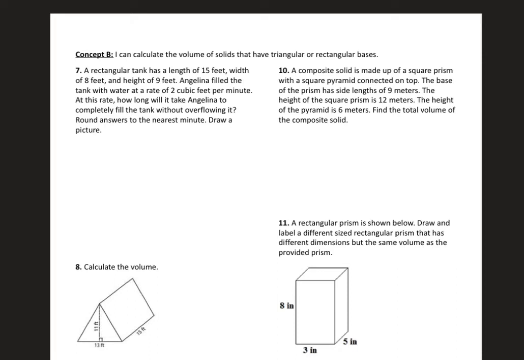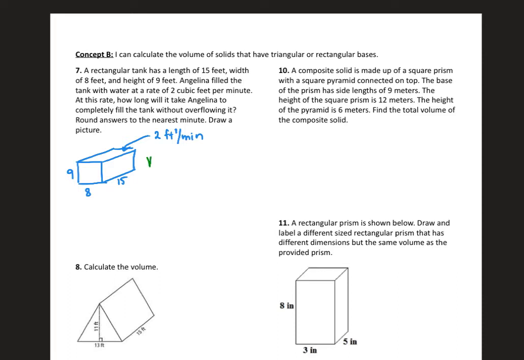So number 7 says a rectangular tank has a length of 15 feet, width of 8, and height of 9 feet. So I'm just going to sketch my rectangular prism. Looks something like this. So it's a fish tank, so it has a length of 15, a width of 8, and a height of 9. And then we know that water is filling the tank at a rate of 2 cubic feet per minute. We want to know how long it's going to take to fill the tank without overflowing it.